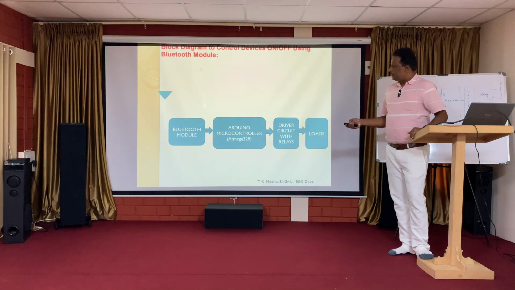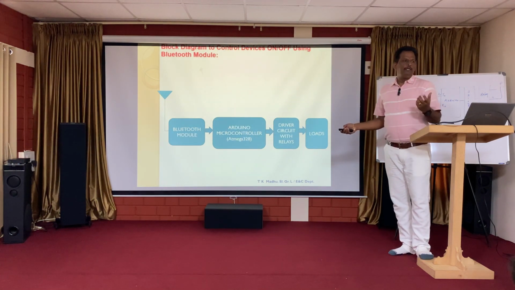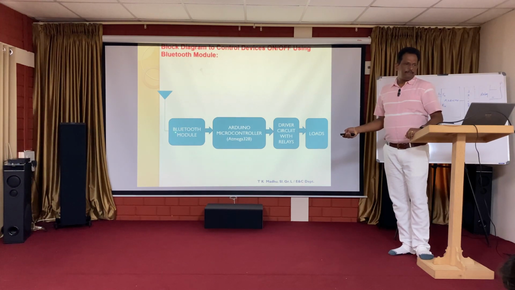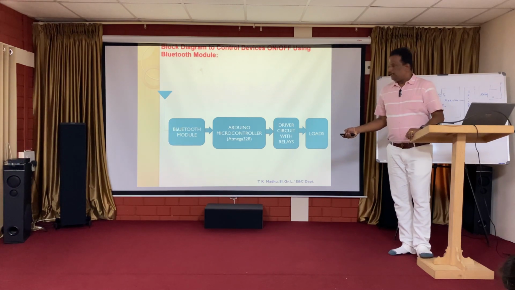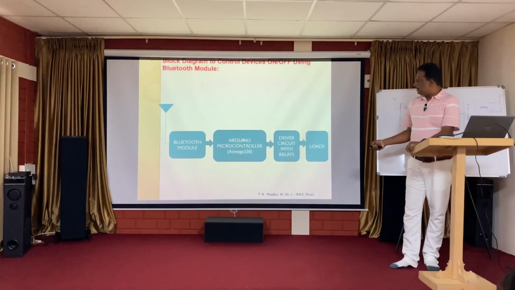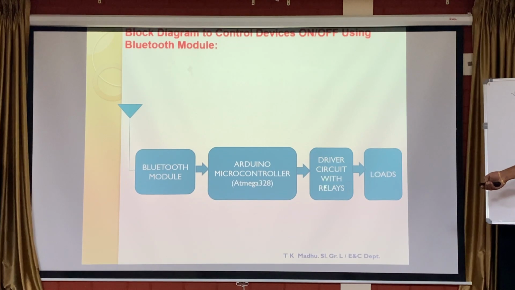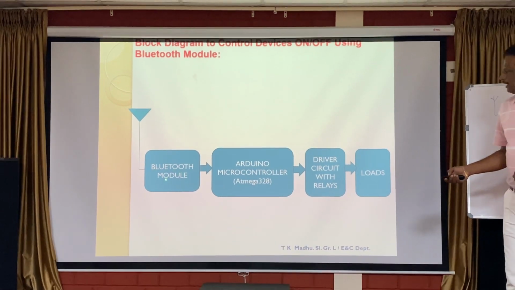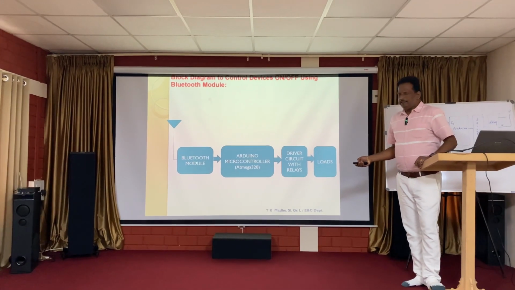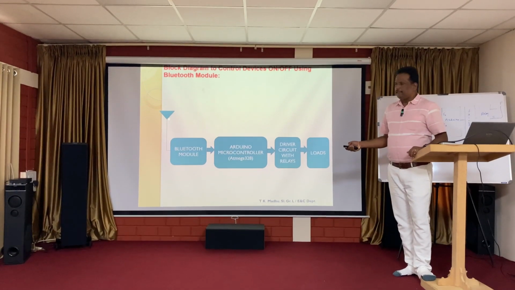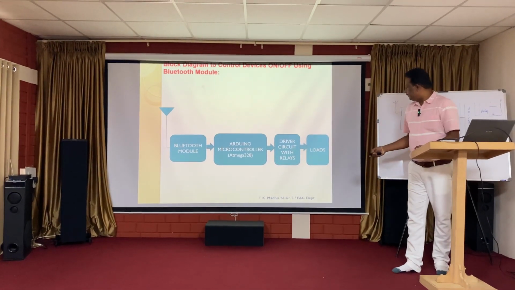Next, the block diagram for that. See how simple, we have changed only one block in this. Bluetooth has come; remaining is again Arduino microcontroller, then driver circuit with relays and loads. Here, since Bluetooth is a wireless device, we have shown it as an antenna.